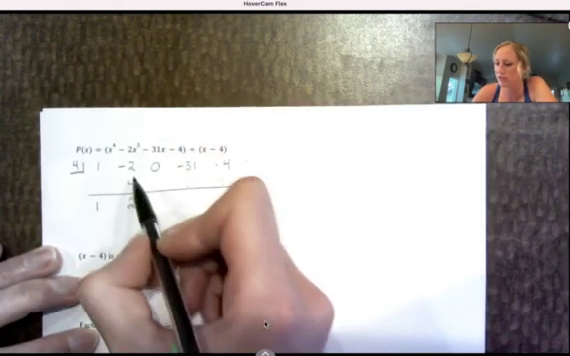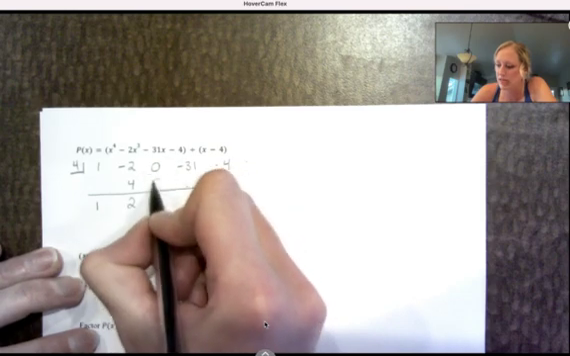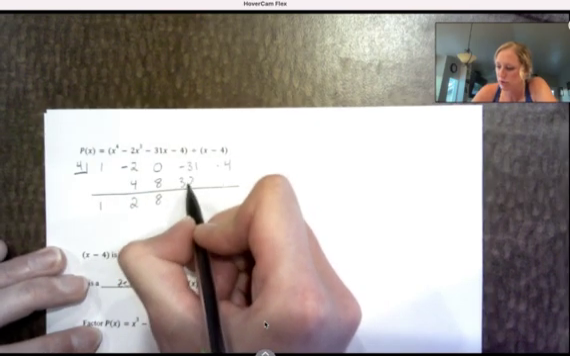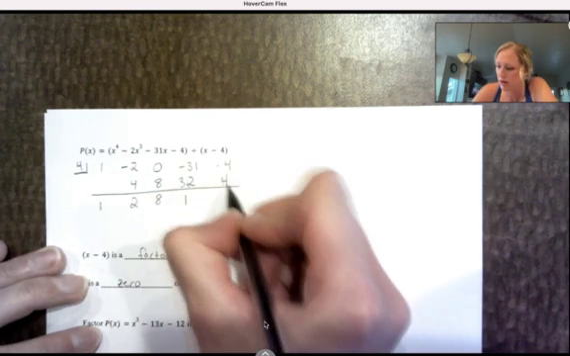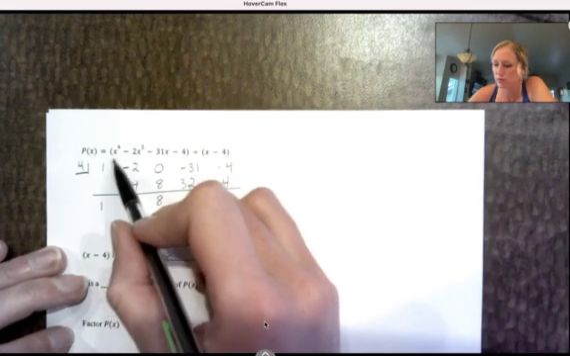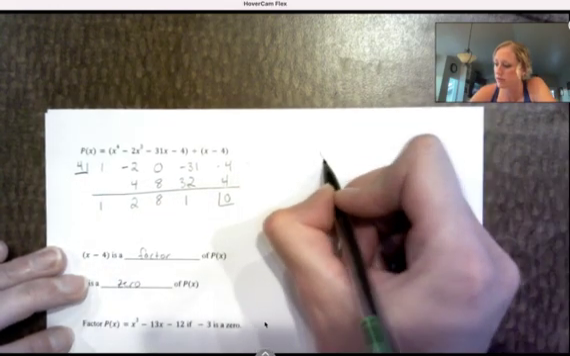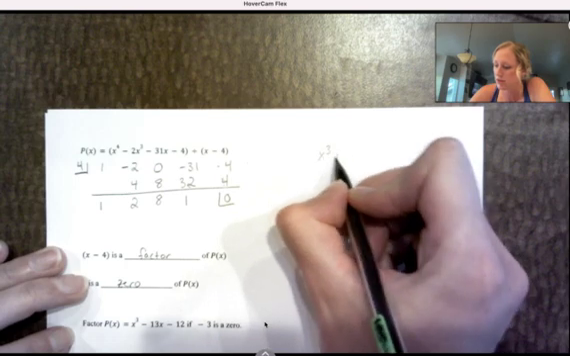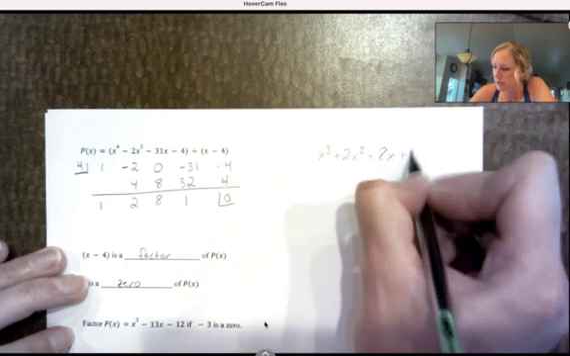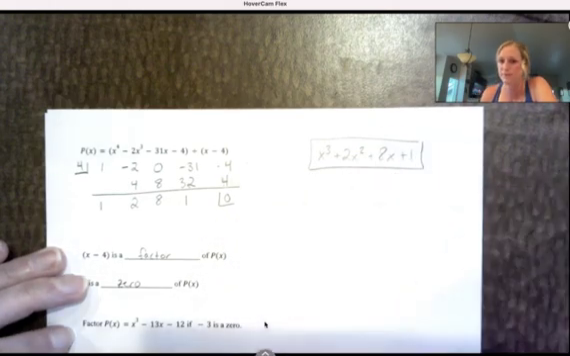All right, let's try that again. So 4 times 2 is 8. Add. 4 times 8 is 32. Add. 4 times 1 is 4. So 0 is our remainder. So for my solution, I start with a fourth degree, so this is a third degree: 1x to the third, 2x squared, 8x plus 1, and no remainder.